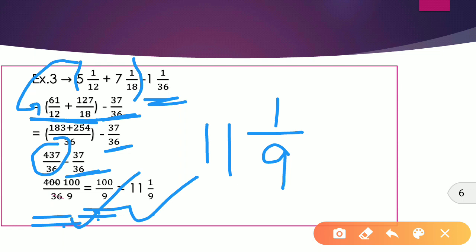Students, tomorrow we will solve our next exercise. I suggest you solve at least 5 to 6 questions every day.